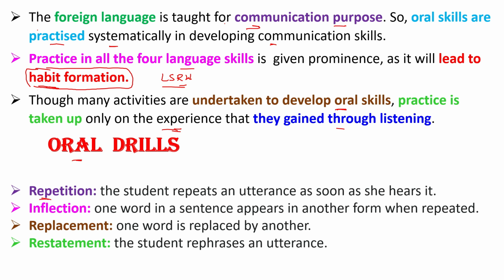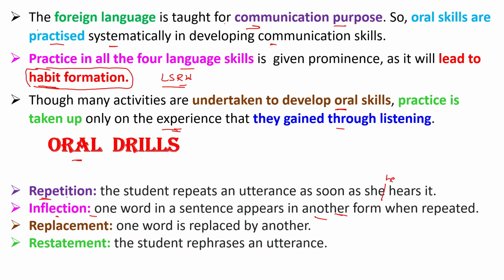They focus here on repetition. Repetition means the student repeats an utterance as soon as she or he hears it. Whatever the teacher teaches, the learner repeats. That is called repetition. Inflection: one word in a sentence appears in another form when repeated. Yes, the teacher says one structure or one form, and based on that structure, students use another structure, another form. So if a teacher is teaching in a simple tense, then the student can react in the simple past. So that is called another form.